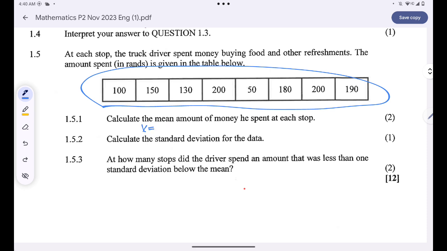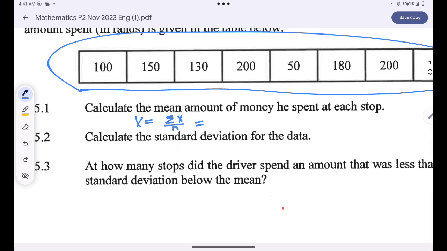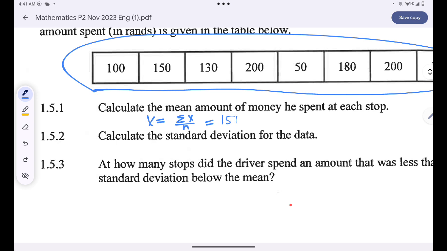The first thing they want us to find is the mean. Mean is the sum of all the elements divided by their number of terms, right? So for your mean, just press shift 1, 4, then you press 2, and then press equals. Your mean will be equal to 150 rands. So this person spends 150 on average whenever he takes a rest.